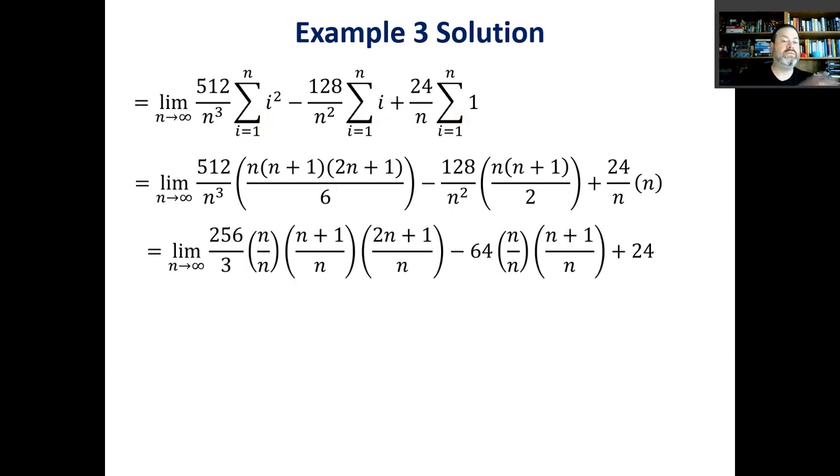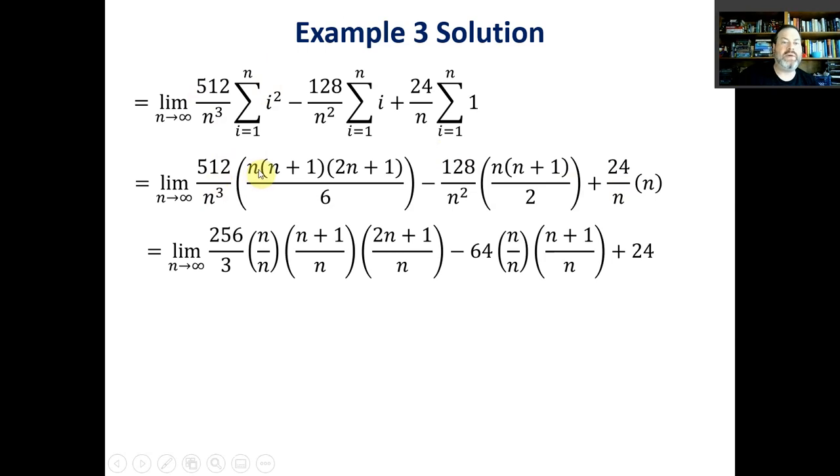From here, this is what I did. I canceled all the constants and pulled the constants out. So 512 over 6 reduces to 256 over 3. 128 over 2 reduces to 64. So that's the same thing I did last time I did a problem like this. Take the constants, pull them to the front. Then take these ends and kind of push them up inside all the little pieces.